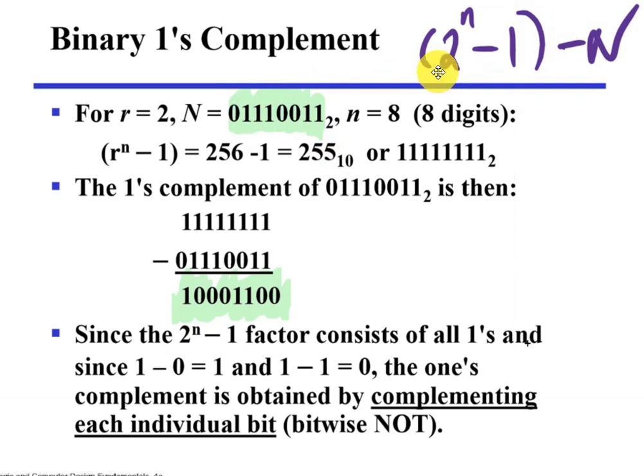We can also use this with other values. If n is equal to 4, then we will have a different decimal number, but it still consists of 1's, and we can apply the same rules. Get this term first, and then subtract your binary number.